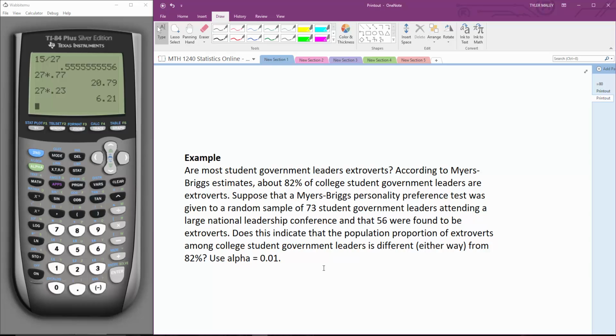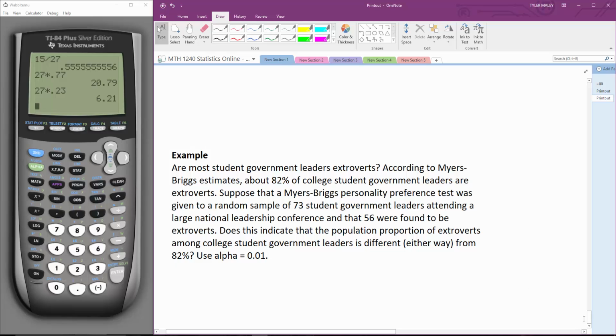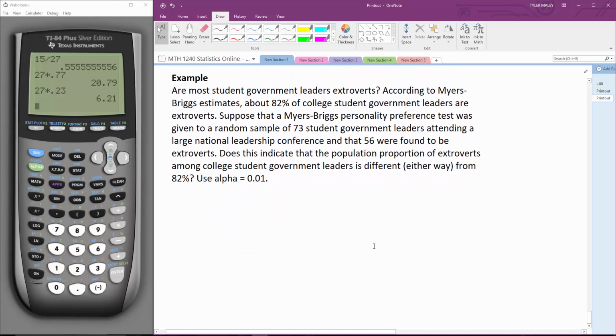All right, so we can do the same steps. Here it's saying, let me scroll up a little bit. So are most government student leaders extroverts? According to Myers-Briggs, estimates about 82% of college student government leaders are extroverts. Suppose that a Myers-Briggs personality preference test was given to a random sample of 73 student government leaders attending a large national leadership conference, and that 56 were found to be extroverts. Does this indicate that the population proportion of extroverts among college student government leaders is different, either way, from 82%? Use alpha equals 0.01, right?